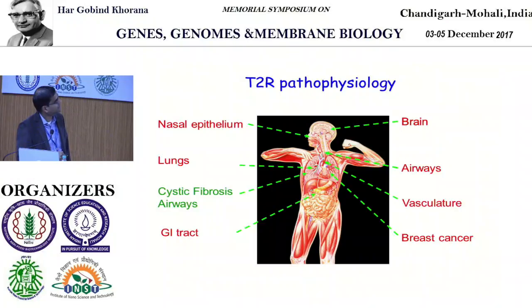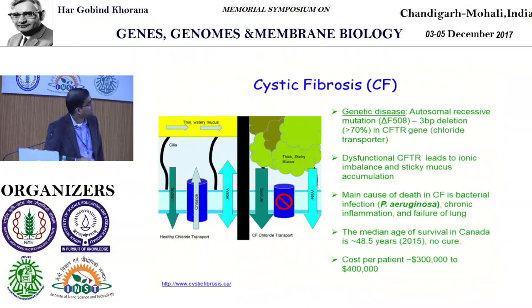And one of the things we are focusing on right now is cystic fibrosis. We are pursuing certain angles in that, which I'm going to talk about in the next few minutes. So, cystic fibrosis, what is that? It's a genetic disease, an autosomal recessive mutation. CFTR, so here you're looking at healthy chloride transport. It's a transport mutation, the CFTR, which is a transport channel.